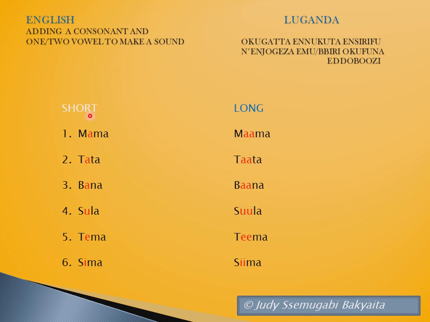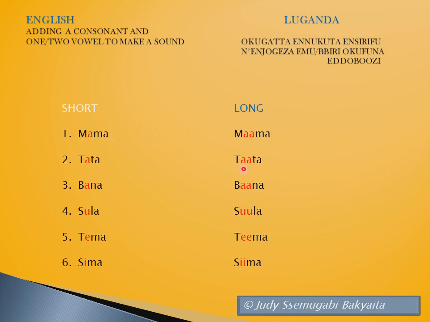Now in Luganda we are going to use adding a consonant and one or two vowels. Okugatta ennukuta ensirifu n'enjogeza emu oba bbiri okufuna eddoboozi. So we have these words. I call them short because they have only one vowel added. In the middle there's a single vowel there, which reads mama.